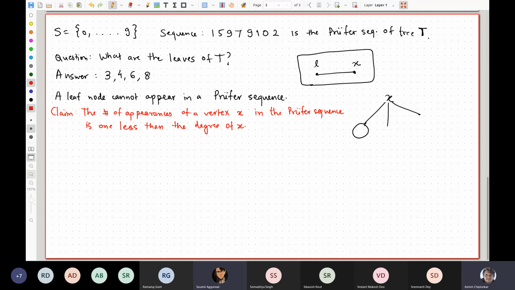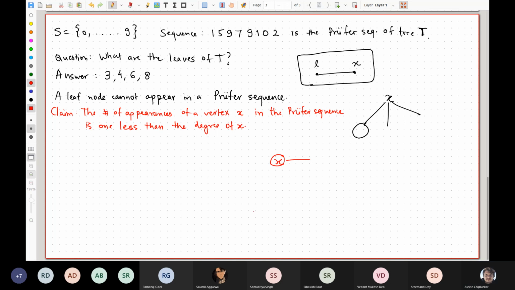Lovely argument. Okay, so let me quickly repeat the argument. Somil's argument is the following. Look at any vertex X. There are 2 possibilities. Either X survives till the end, or X is deleted sometime during the construction of the prefer sequence. At the time X is deleted, or at the end of the sequence if X survives till the end, in both of these situations, the degree of X at that time is 1.